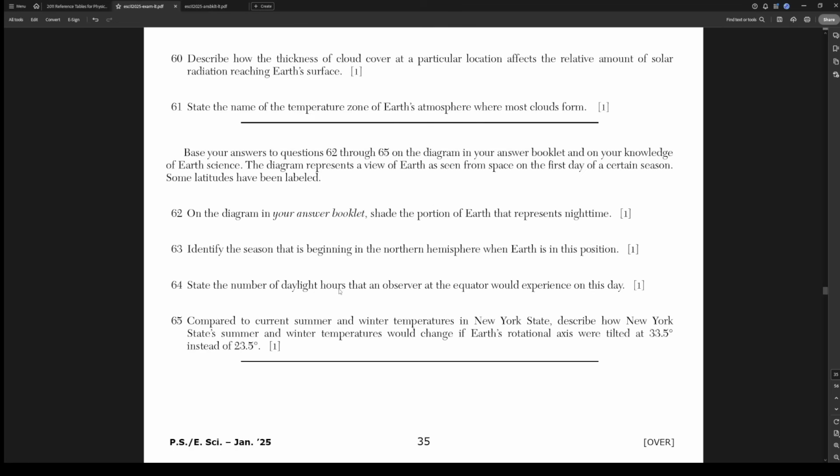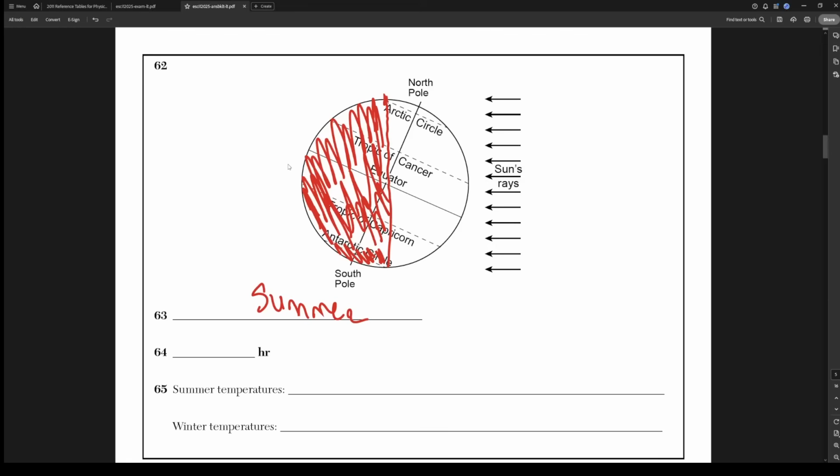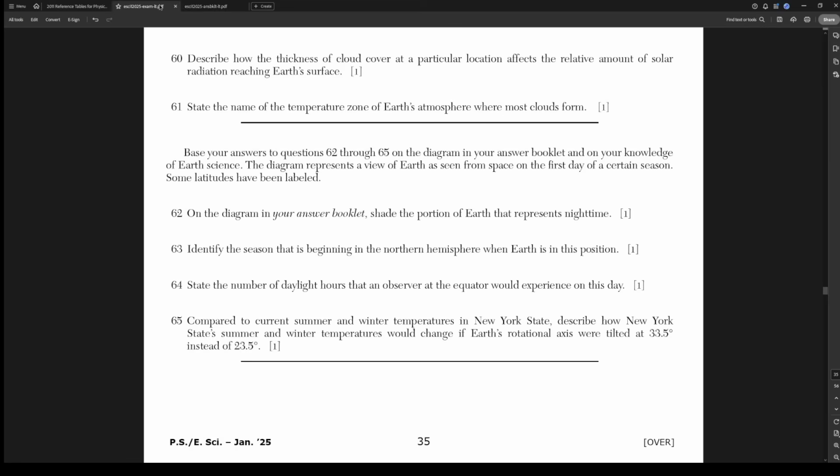64. State the number of daylight hours that an observer at the equator would experience on this day. Equator always gets 12 hours throughout the whole year. So you don't even have to think about that. Every day of the year is 12.